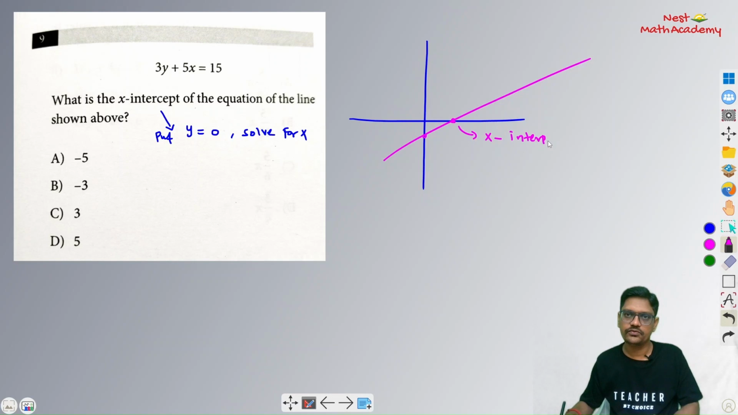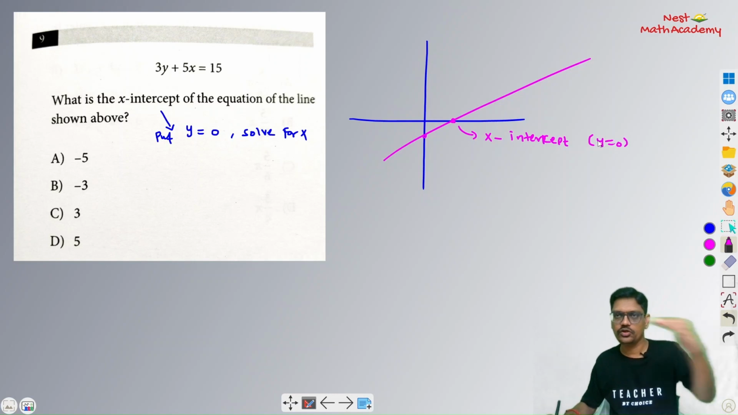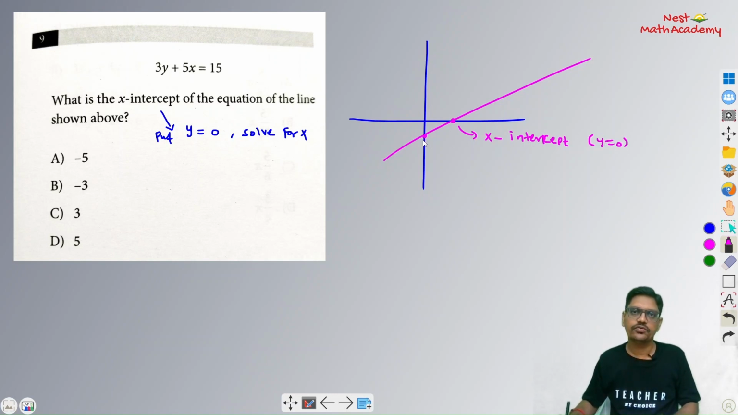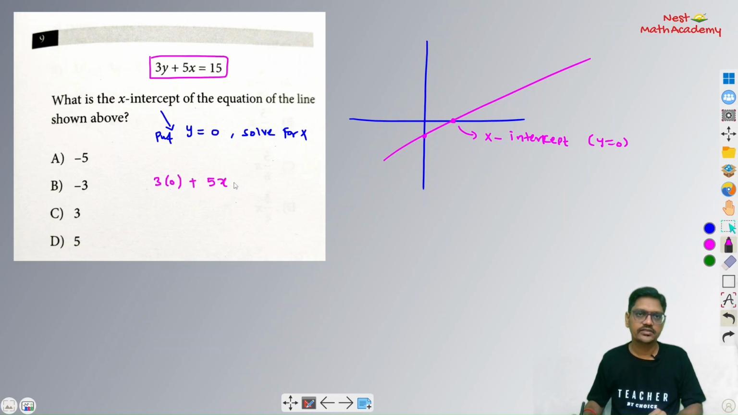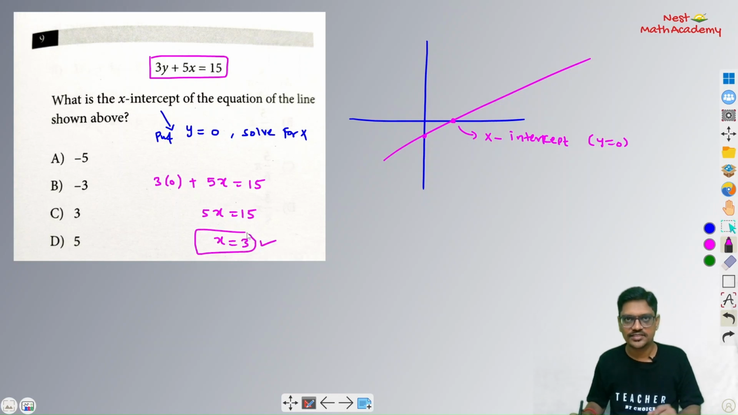Usually whenever you look for the x-intercept, we put y equal to 0 because throughout the x-axis the y is 0. And when you look for the y-intercept, we put x equal to 0 and solve for y. In this case, we just need to put y equal to 0. So 3 times 0 plus 5x is equal to 15. This is 0 anyway. 5x is equal to 15. Dividing by 5 on both sides, x is equal to 3. 5 times 3 is 15. That's as simple as that. So for the x-intercept, always remember, put y equal to 0 and solve for x. For the y-intercept, put x equal to 0 and solve for y.